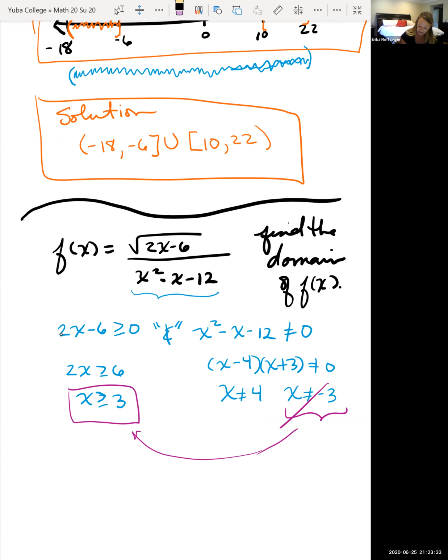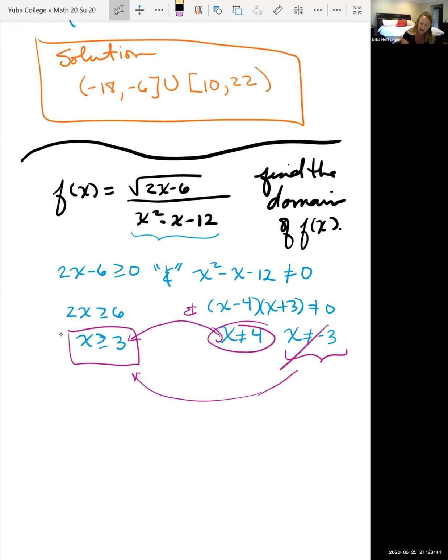But 4 is greater than 3. And so we have to look at excluding that 4. So we're coming from 3. We're going to go all the way to 4, but we can't include 4, so we're going to put a parentheses. Union, we can go from 4 to infinity, but not include 4. That's our domain.